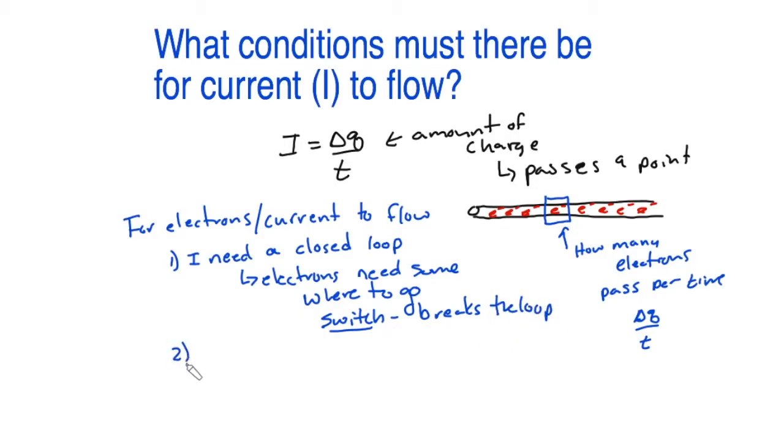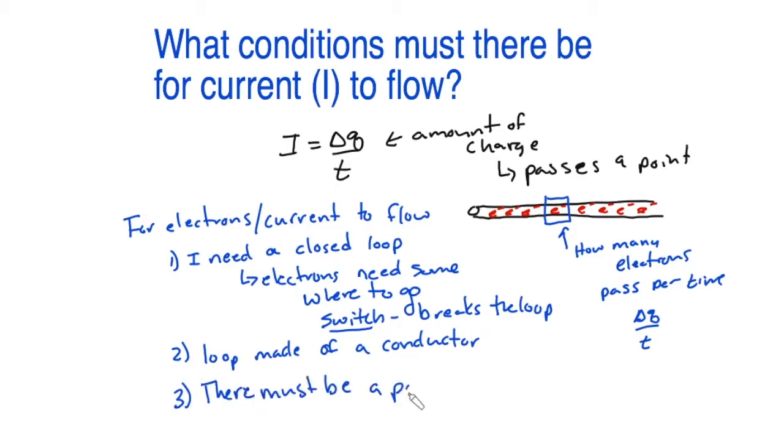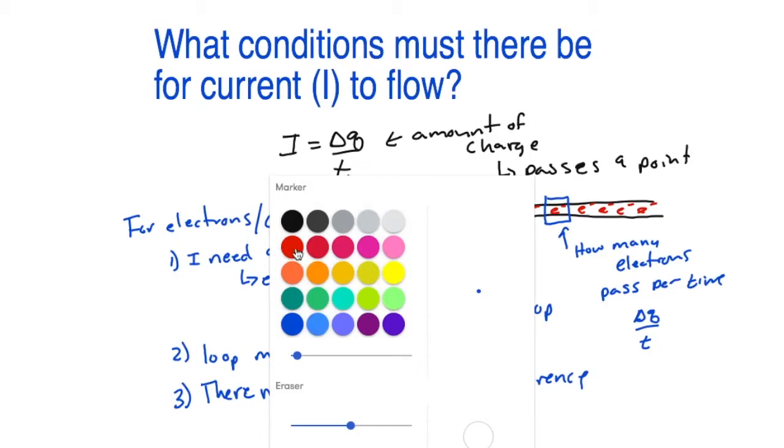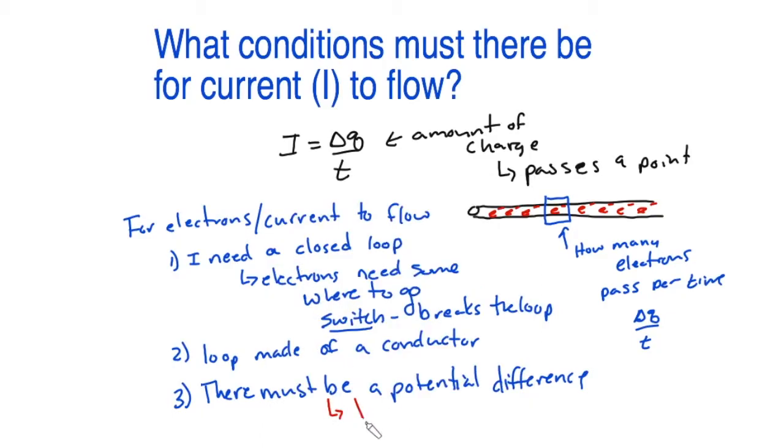The next thing is you need that loop to be made of a conductor. All right, so generally we use copper, but you can't make a circuit out of rubber, right? The loop needs to be made of conductor so electrons can flow. And last, there must be a potential difference, which we learned about in the last unit. And remember that potential difference is given by a capital V with a unit of volts.